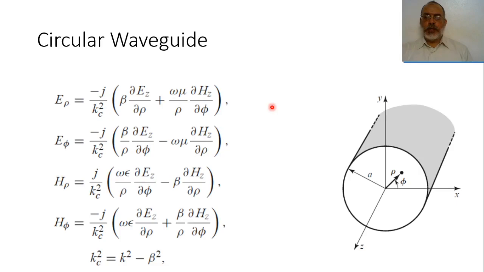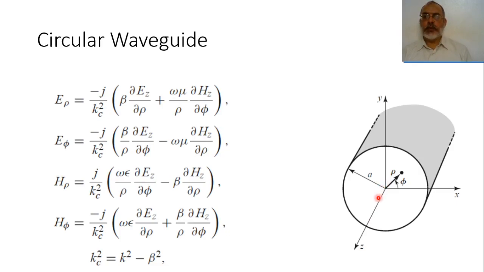Another important configuration for waveguides is circular waveguide. Circular waveguide has a cylindrical shape of circular cross section. The circular cross section has a radius A, and it assumes that the waveguide extends along the z direction. So any point inside the waveguide can be represented in cylindrical coordinates in terms of the radius rho and the angle phi from the x-axis and the length z along the longitudinal direction.